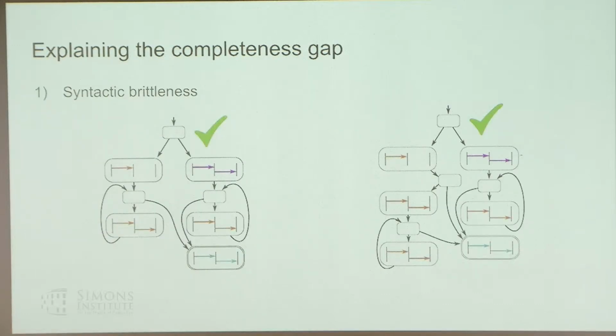So the first reason that these syntactic projections are incomplete is what we call syntactic brittleness. This basically corresponds to the fact that for a given global type, there may not be a unique syntactic representation. But because implementability is a language-based property, we would expect that for any syntactic type corresponding to the same language, you get the same projectability.